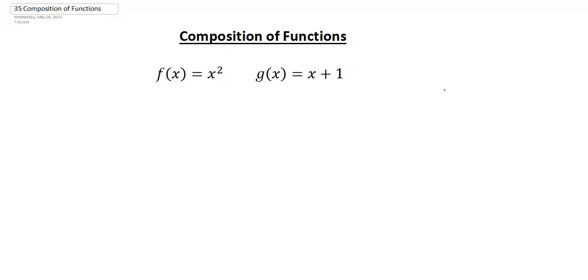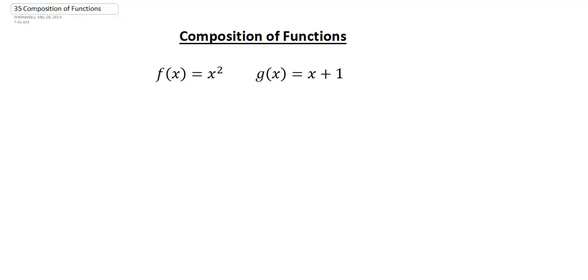Now we're going to look at the composition of functions, and that means we are given two functions, f of x equals x squared, g of x equals x plus 1. And here with a composite function, we're looking at taking a function and substituting that into another function.